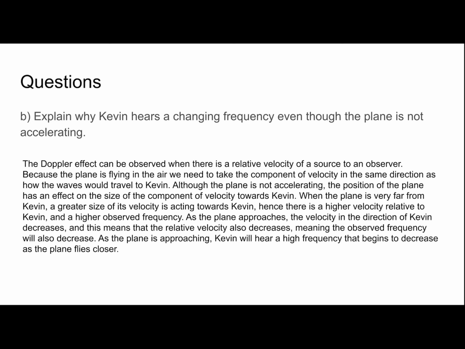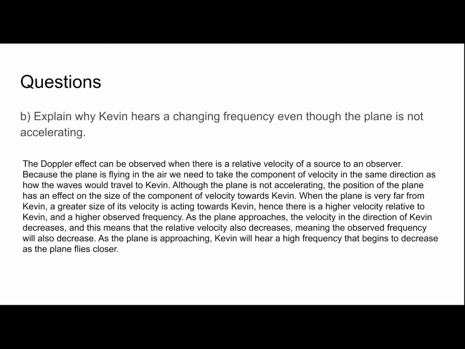Alright, so I said here when the plane is very far from Kevin, a greater size of its velocity is acting towards Kevin, hence there is a higher velocity relative to Kevin and a higher observed frequency, because frequency is inversely proportional to wavelength. The speed of the wave remains the same because it's the same medium. As the plane approaches, the velocity in the direction of Kevin decreases.